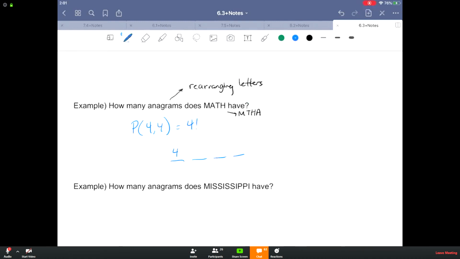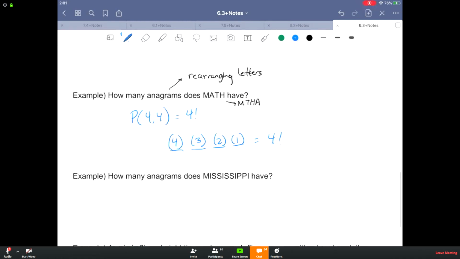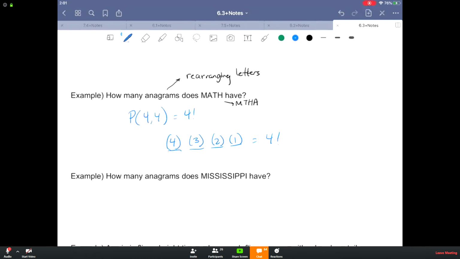Well, I've got 4 options of what I can put in the first spot, and then 3 options, and then 2 options, and then 1 option. That is 4 factorial. All right, you good, Andre? You see why it's a permutation, not combination? Cool. The order matters in there.